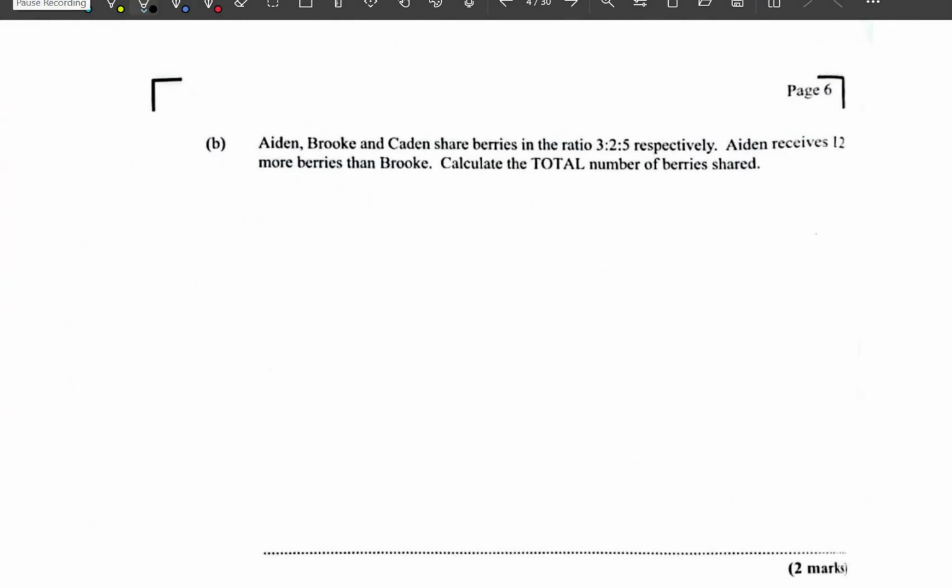Part B tells us that Aidan, Brooke, and Kaden share berries in the ratio 3 to 2 to 5 respectively. Aidan receives 12 more berries than Brooke. They want us to calculate the total number of berries shared. Looking at the ratio, we have 3 plus 2 is 5, plus 5, that's going to be 10 parts in total. We see that Aidan received 3 out of those 10 parts. Brooke received 2 out of 10 parts. And Kaden received 5 out of those 10 parts.